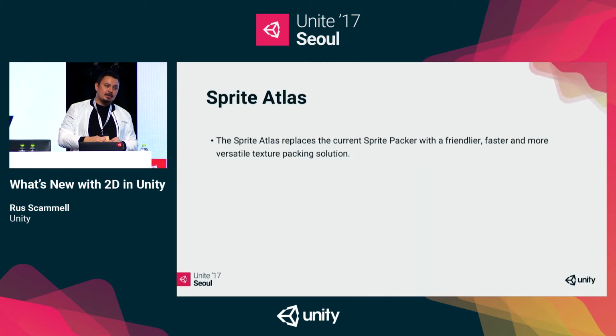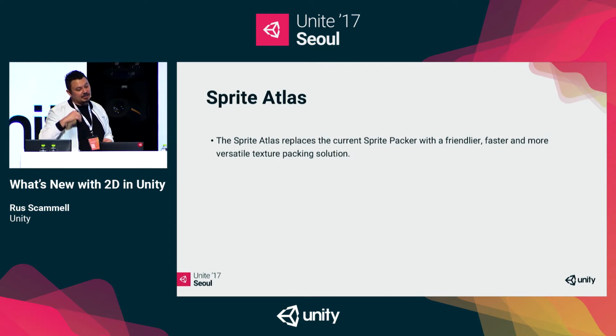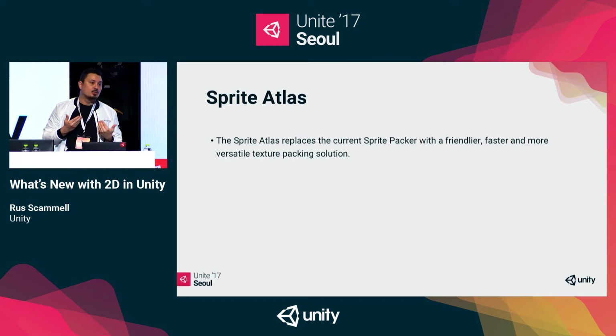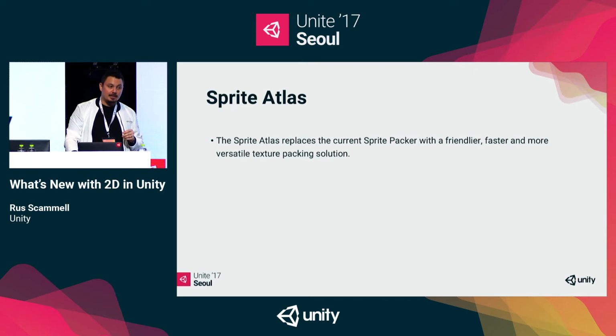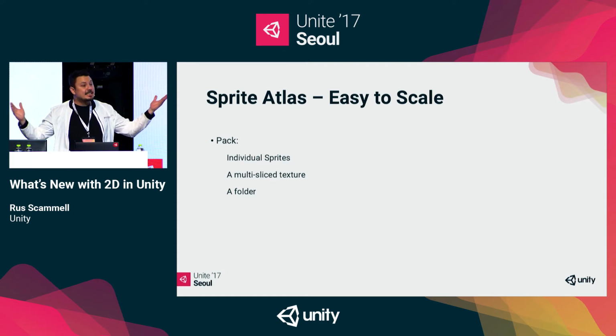So in an upcoming version, we have the Sprite Atlas that replaces the current Sprite Packer with a faster, friendlier, and more versatile texture packing solution. And I'll show you two examples about how this works. But first, I want to talk about the advantages of the new packer, of the new Sprite Atlas, I mean. So first of all, it's easy to scale the workflows, right?